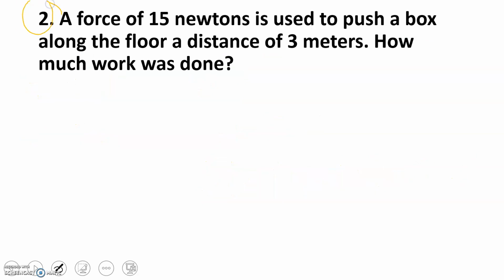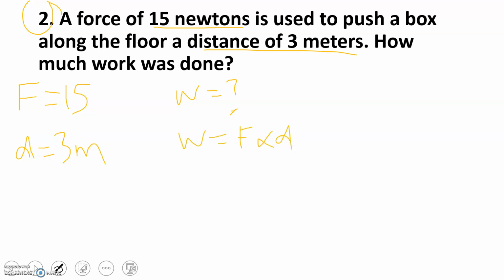All right, number 2, a force of 15 newtons is used to push a box along the floor a distance of 3 meters. How much work was being done? We're looking for the work again. Work equals force times displacement or distance. So work equals our force, 15, times our distance, 3. 15 times 3 is 45. And again, we're talking about work, so it should be 45 joules.